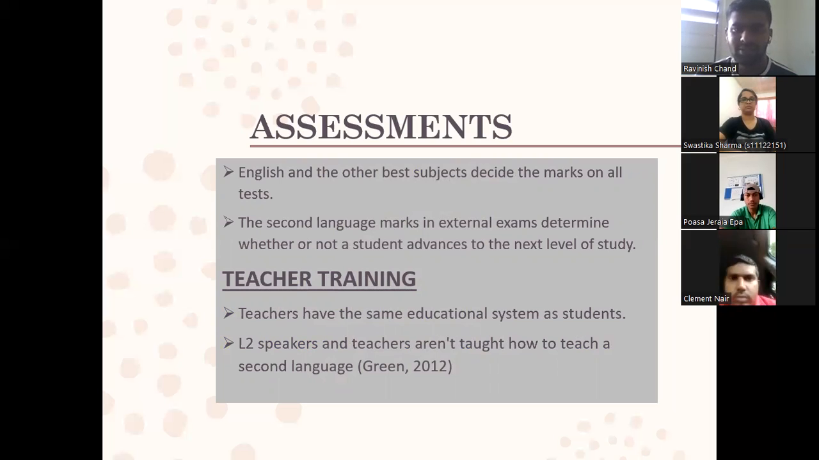The second language marks in external exams determine whether or not a student advances to the next level of study. This one is really important. For example, in Fiji, if you fail English, you are determined as a failure. No matter if you score 100 in other subjects, if you fail English, you will be classified as a failure.